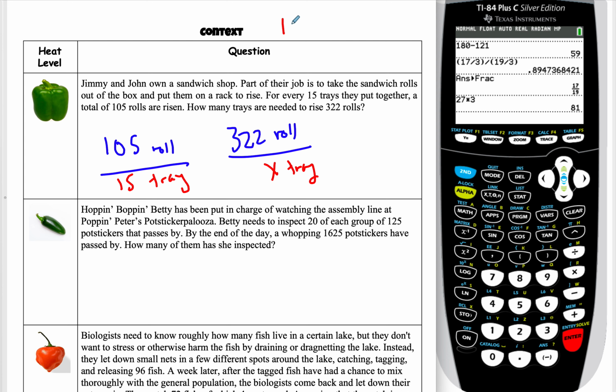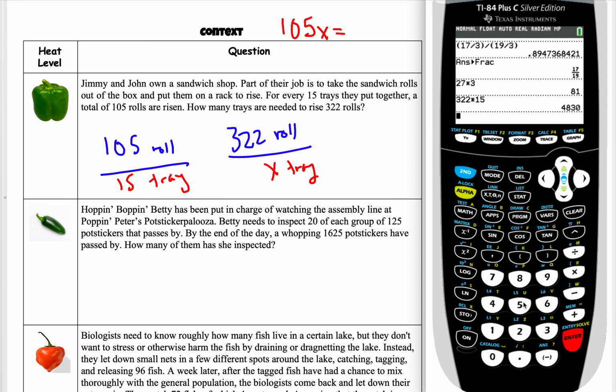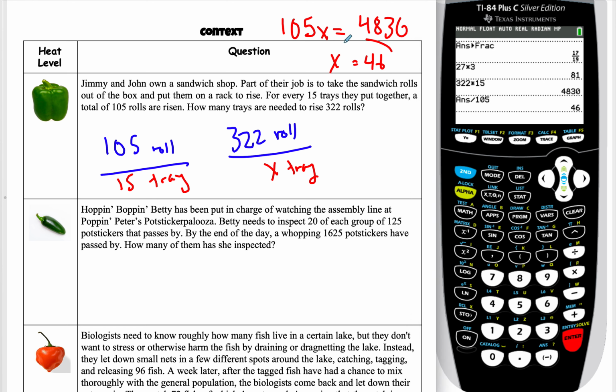We can cross multiply. So 105x equals 4830, because 322 times 15 is 4830. Now we divide by 105. And the cool thing is, if I just have my calculator, I get 46. So in other words, 46 trays are needed. Notice, no triangles are required to solve this problem. It's just a simple matter of proportionality.